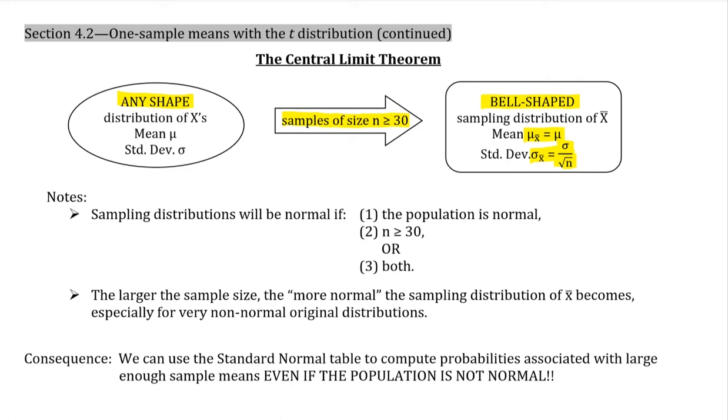Overall, what we will see is that as our sample size increases, the distribution itself approximates, or becomes more similar to, the normal distribution, what we are used to. A consequence of this is that we can use the standard normal table to compute probabilities associated with large enough sample means, even if the population is not normal. This is very useful for us because not everything is going to have a normal distribution.